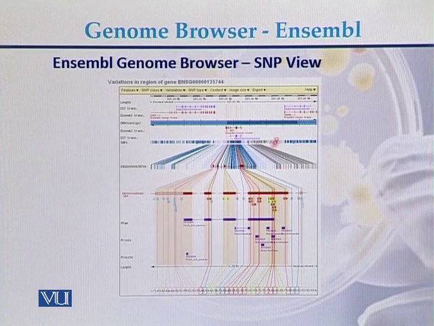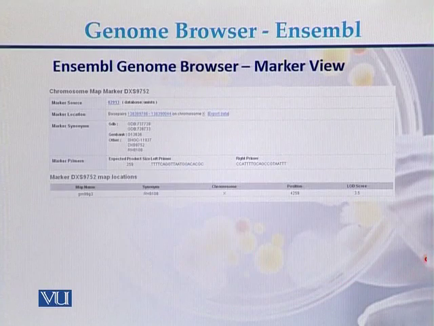This is the SNP, single nucleotide polymorphism view, that with the help of Ensembl Genome Browser, we can see the single nucleotides that have been shown here. So this is the SNP view of Ensembl Genome Browser.